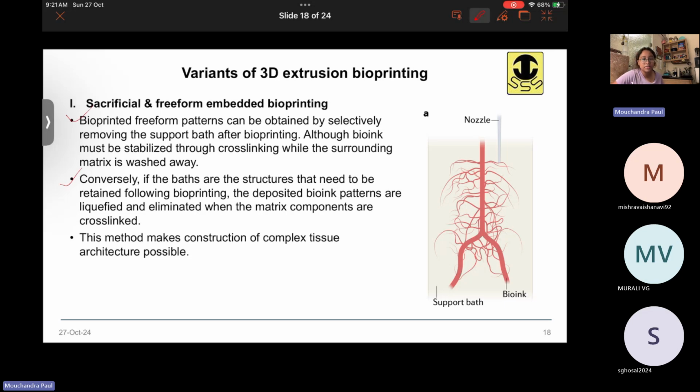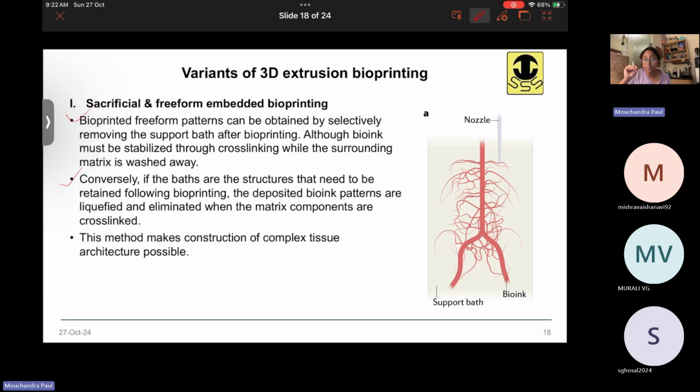The freeform patterns obtained by this process can selectively be removed from the support bath after bioprinting. So what happens when you cross-link the support bath? The hollow channels remain. Or you can stabilize the freeform pattern inside the support bath by cross-linking. After the pattern is cross-linked inside the support bath, you wash away the surrounding support bath using heat or something like that. So both ways are possible.